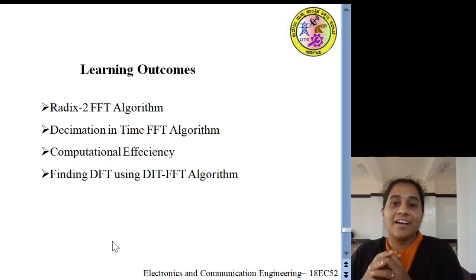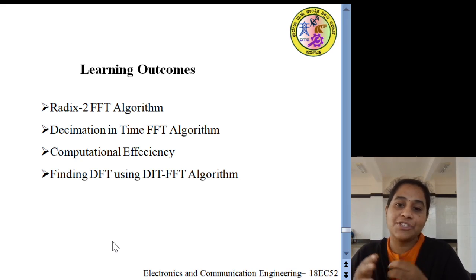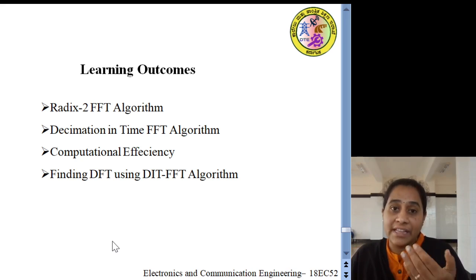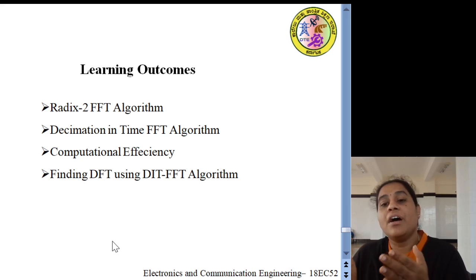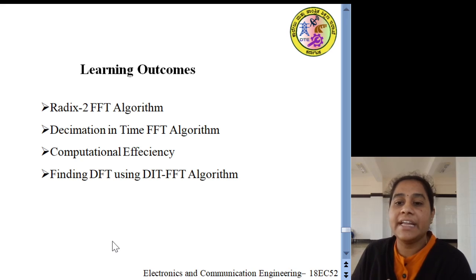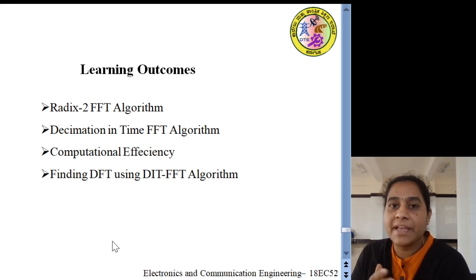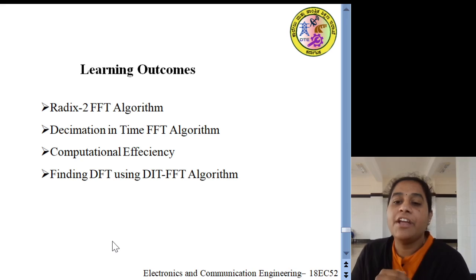Summarizing, in this session, hope you understand all these concepts. We started with the concept of the radix-2 FFT algorithm. In the radix-2 FFT algorithm, there are two types, that is DIT FFT as well as DIF FFT. In this session, we mainly concentrated on the decimation in time FFT algorithm. We saw how to derive the DIT FFT algorithm by considering the value of N equal to 8. That means for an 8-point DFT, we derived the decimation in time FFT algorithm.